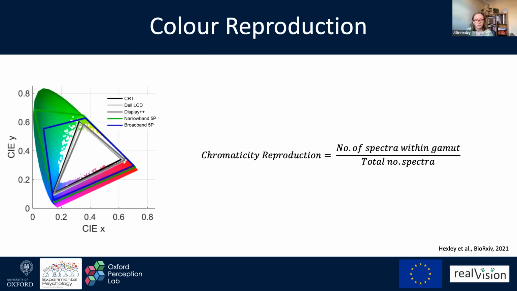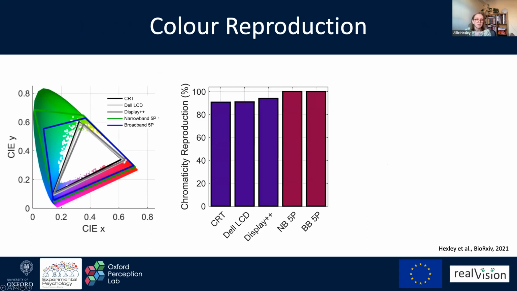So we can first quantify these displays with our real-world reference data set by looking at just traditional chromaticity reproduction, this being the number of real-world spectra that can be reproduced within the chromaticity gamut, divided by the total number of real-world spectra in our reference data set. And we can see that all of the displays, both 3 and 5-primary, have high chromaticity reproduction, which I'm showing here in this bar chart, where the 3 3-primary displays are shown in purple and the 2 hypothetical 5-primary displays in pink. And they all have high chromaticity reproduction.